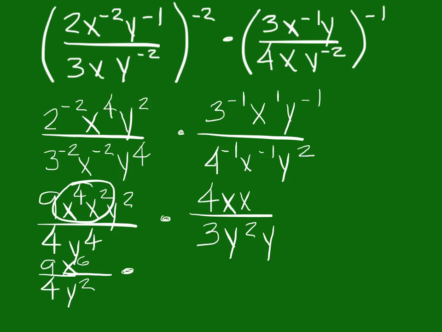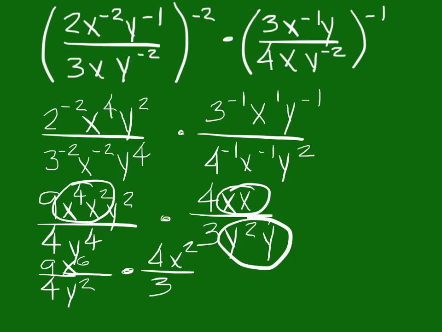Now go over to the other one and do the same thing. Keep your 4 and the 3, but up top here you have 2 x's, so that's x squared, and on the bottom y squared, y is y to the third.